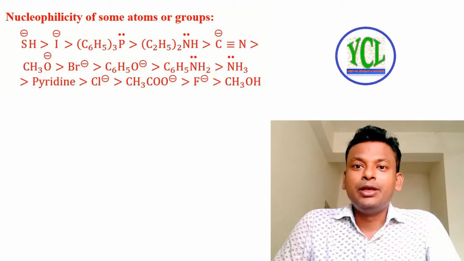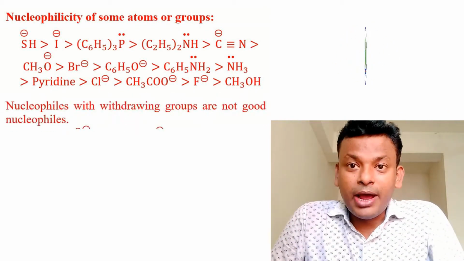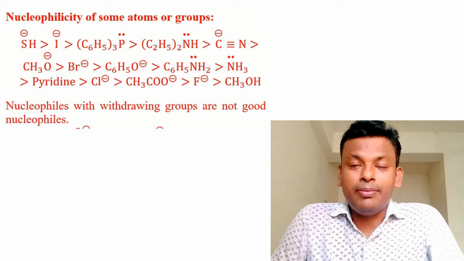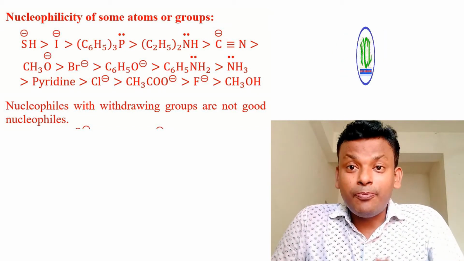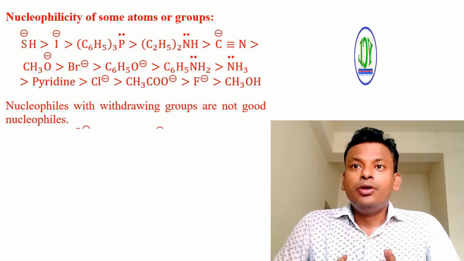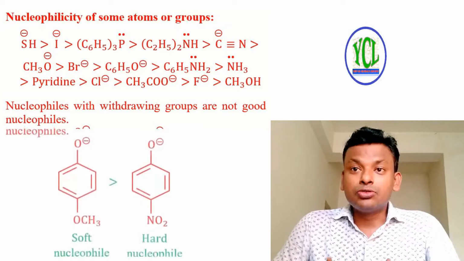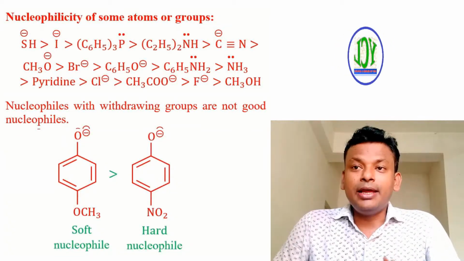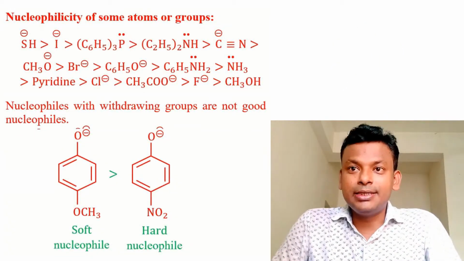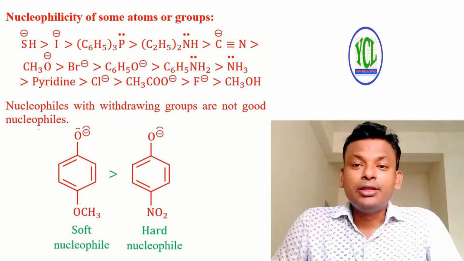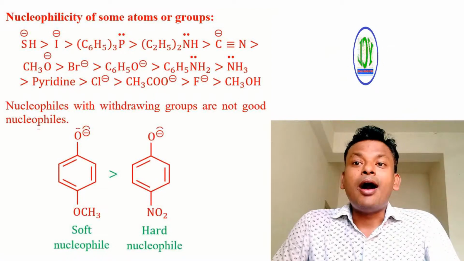So next, nucleophiles with withdrawing groups are not good nucleophiles, means when a withdrawing group is present, nucleophiles are not good nucleophiles. So here it shows that OCH3 and NO2, where OCH3 is a soft nucleophile and NO2 has a minus I effect, that is a withdrawing group, that is the hard nucleophile.